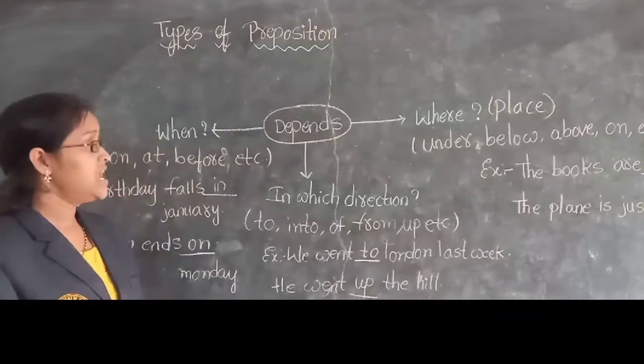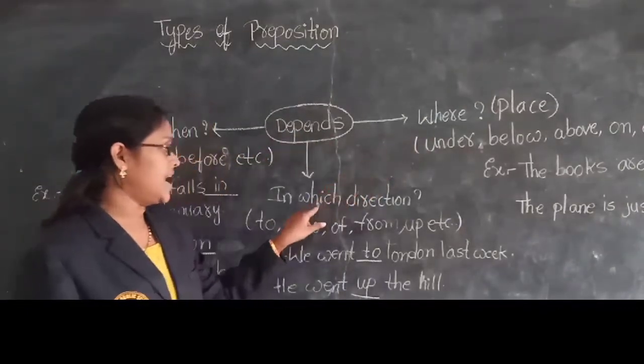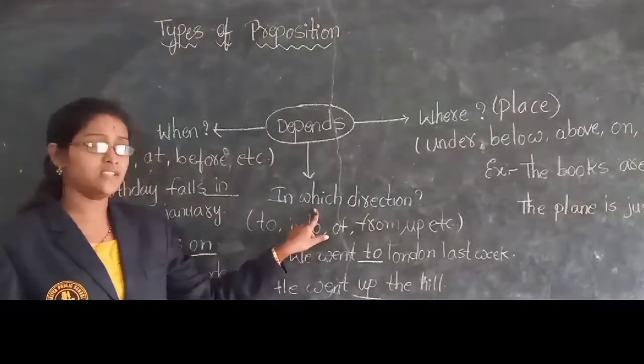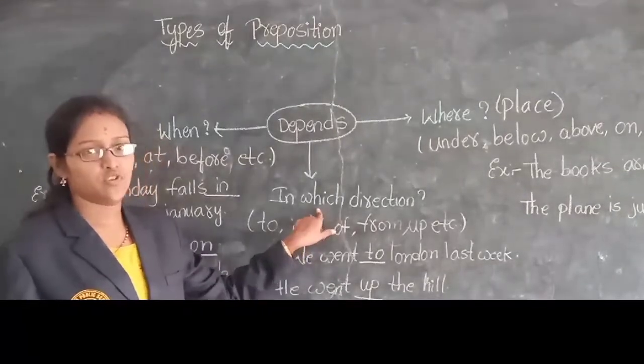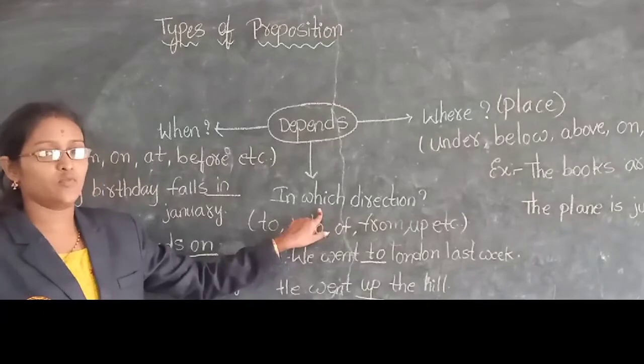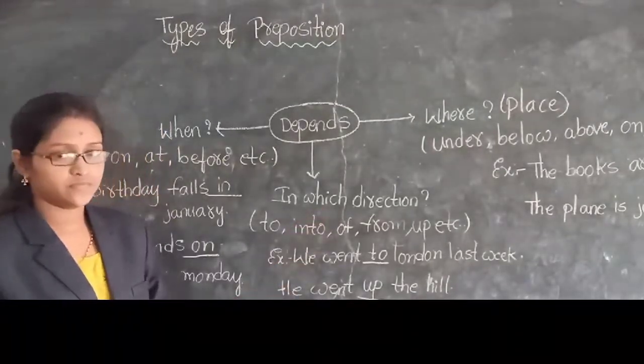Types of preposition depend upon the when, where, and in which direction it happens. Understood, children? This is about preposition and types of preposition. Based on this, I am going to give you the worksheet. Everyone should solve that worksheet.